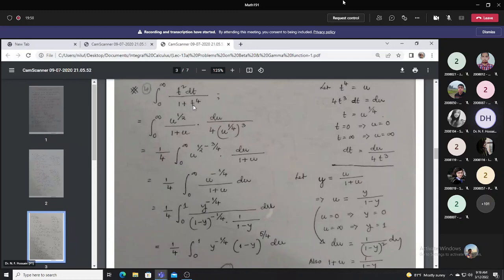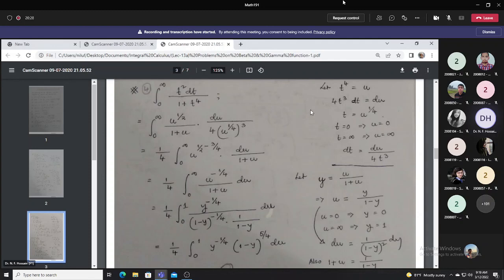Because you see it will be 1 plus x, and when taken upper side it will be 1 plus x whole to the power something. Okay, we start with this. t to the power 4 equal to u, so 4t cube dt will be du. So the value of t should be u to the power 1 by 4. Now adjust the limits. When t equal to 0, u is 0. When t equal to infinity, u is infinity. And the value of dt is du divided by 4t cube. t is u to the power 1 by 4, so t cube should be u to the power 3 by 4.